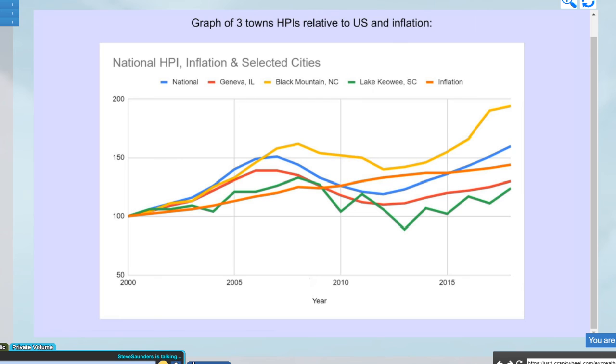We chose to buy in Lake Keowee, and this was one of the factors that we looked at. We liked both Black Mountain and Lake Keowee, but you can tell when we bought in 2015, there was a significant difference on HPI between the two towns. You don't want to overpay on HPI if you don't have to.